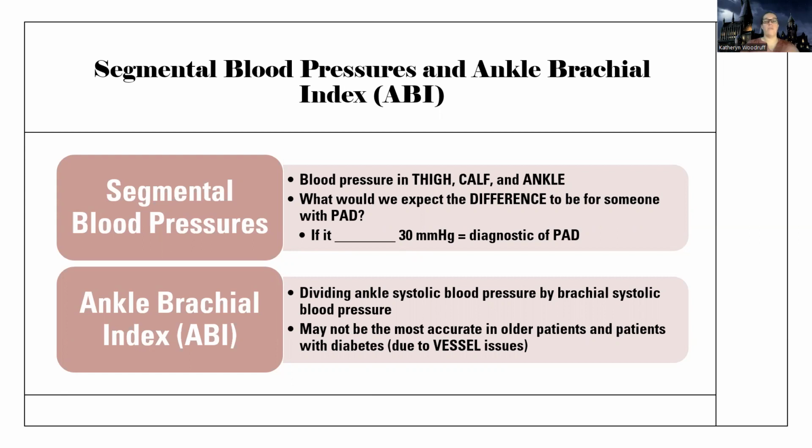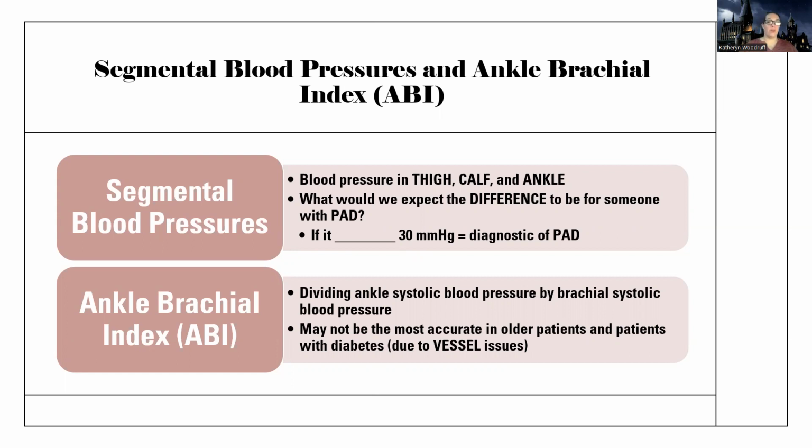So you have to think of it this way. Up in my thigh, usually these problems go as the arteries go down. So if I take a blood pressure in my thigh, it's going to be higher because I have better flow. But as I go down to the calf and then to the ankle, there's going to be less and less flow.